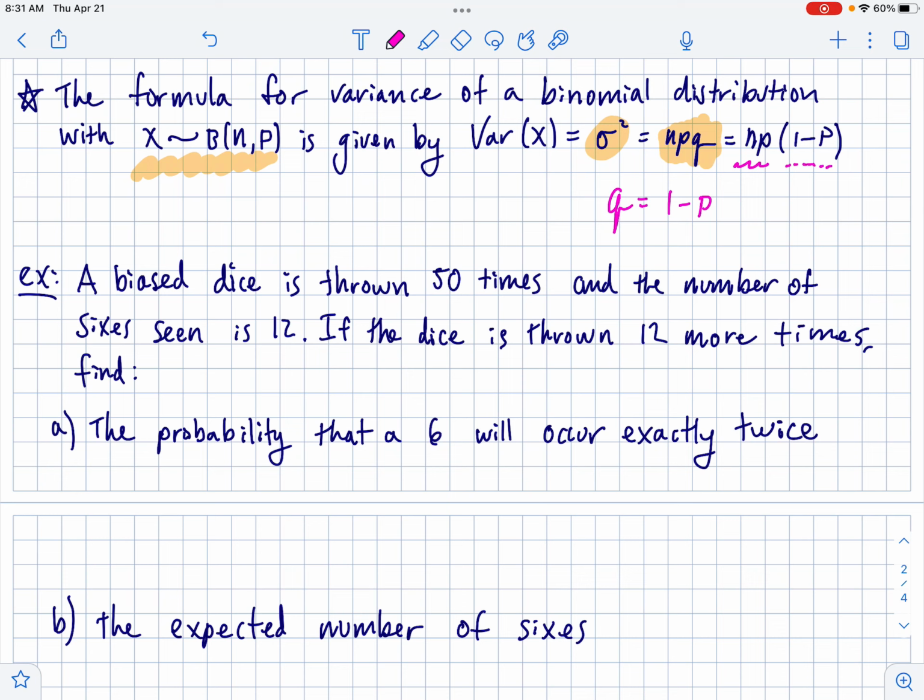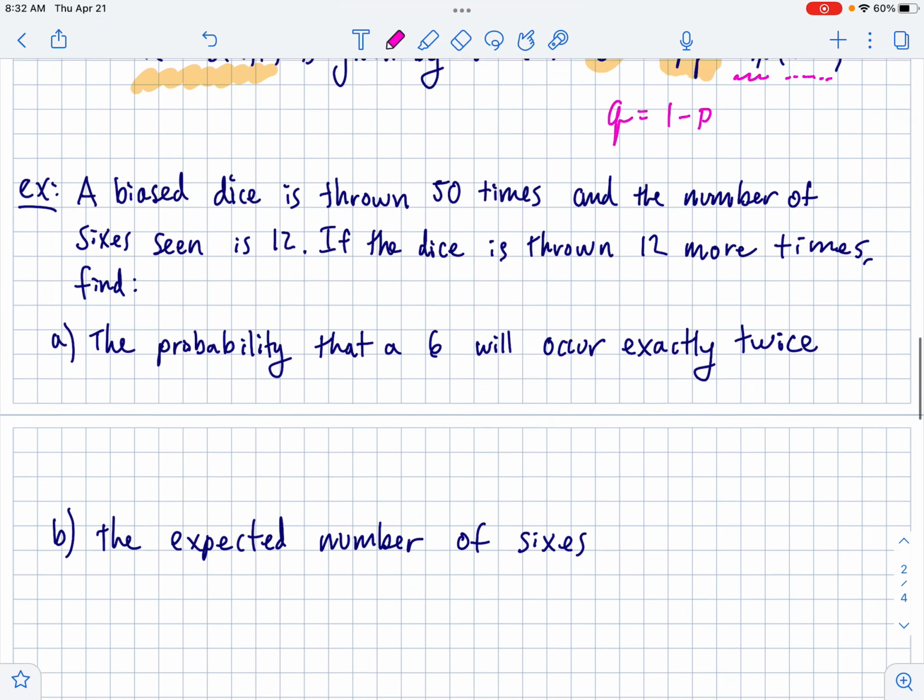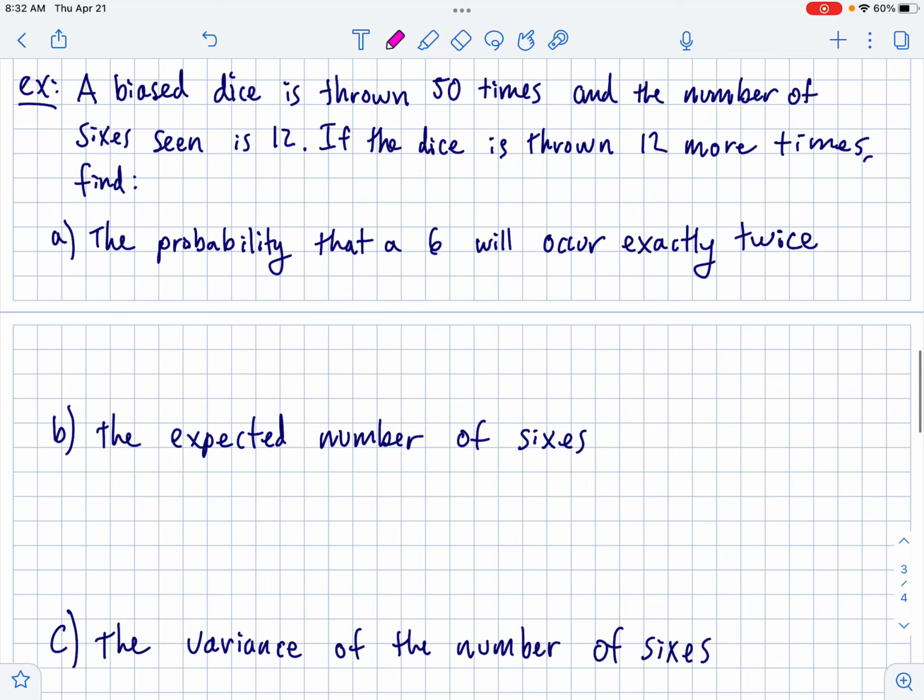This next example: a biased dice is thrown 50 times and the number of sixes seen is 12. So the probability of getting a 6 is 12 out of 50. If the dice is thrown 12 more times, find the probability that a 6 will occur exactly twice. Well, we're dealing with another binomial distribution where we're throwing it 12 times and the probability of getting a 6 is 12 out of 50, which is 6 out of 25.